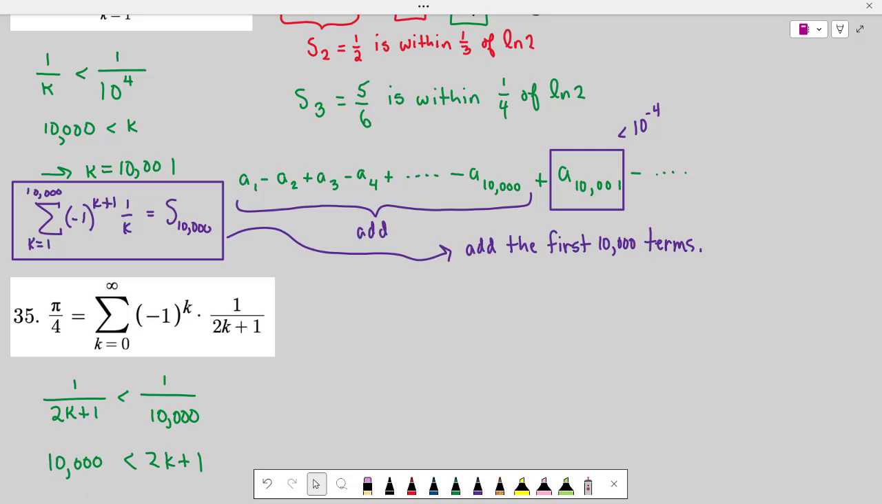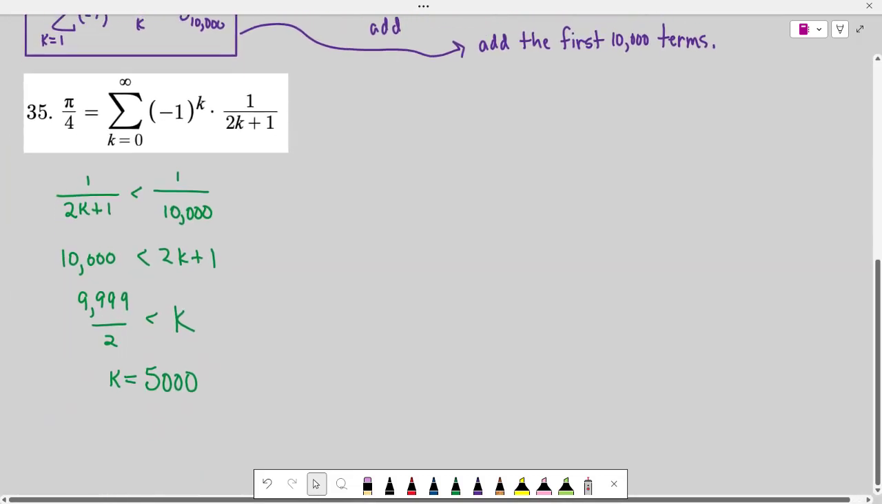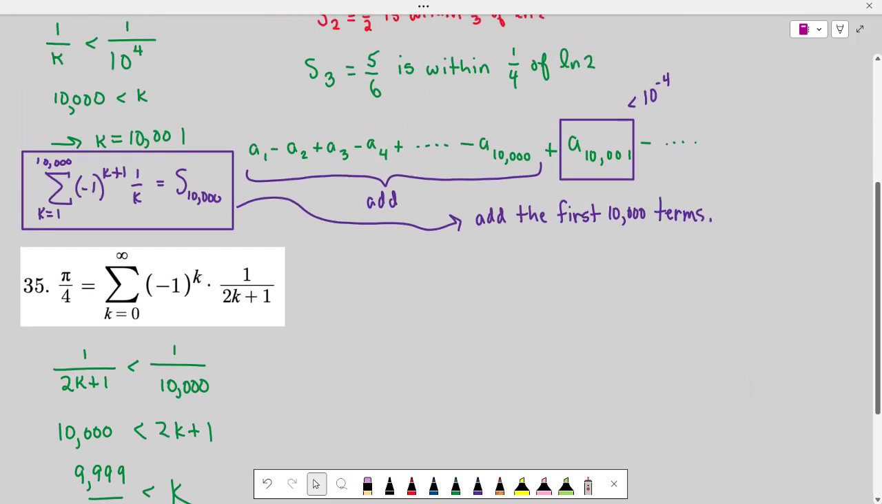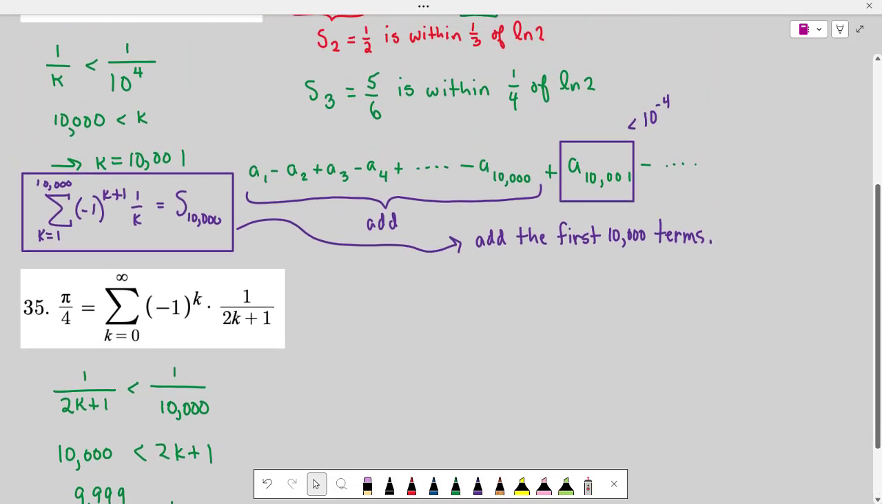All right, so let's try this one here. This one's a little different because notice that it starts at 0 instead of 1. The previous one, where it started at 1, was pretty straightforward in the sense that as soon as we found the term that was less than 10 to the negative 4, S sub 10,000, there's 10,000 terms because it started at 1. So here it's going to be a little different.